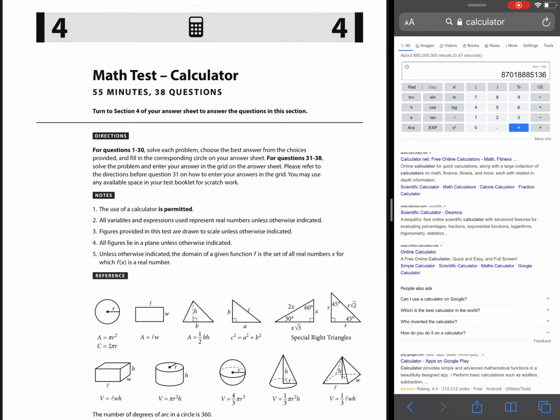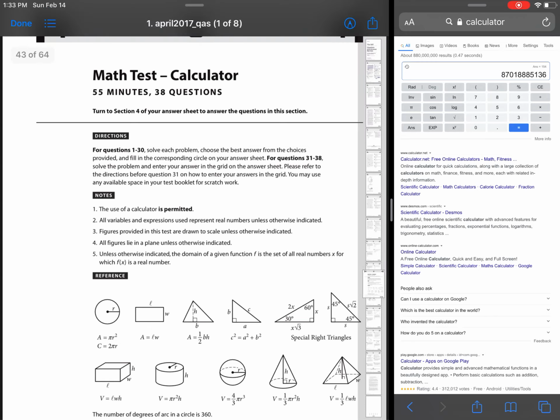Today we're looking at a few questions from the math test calculator section on the SAT examination. This section is also known as the Calc section, or simply the last section. All right, let's see what this part of the exam, of the test, has to offer us.